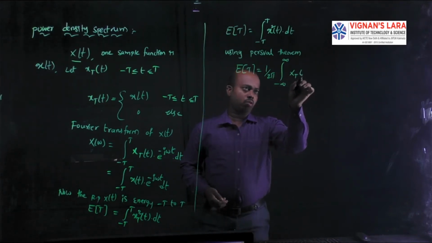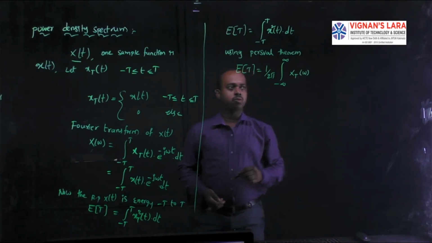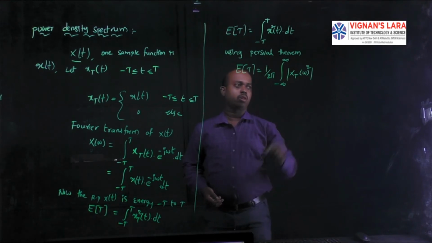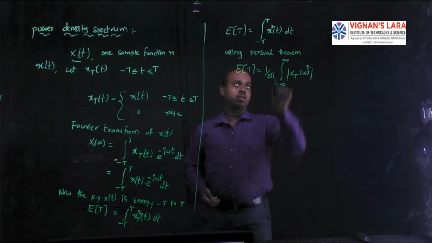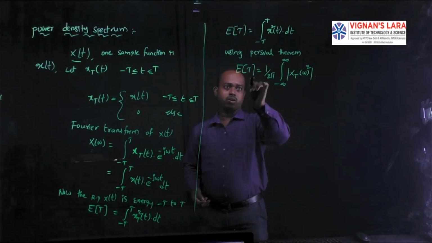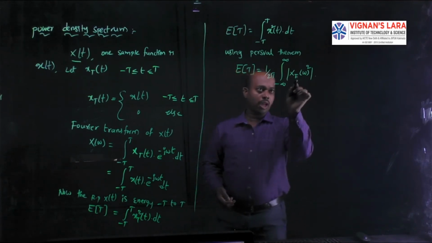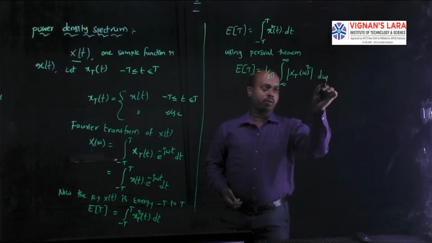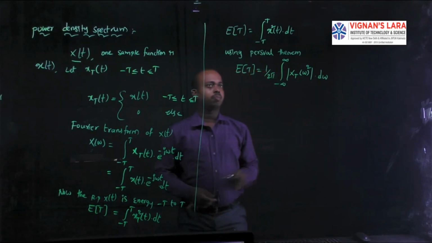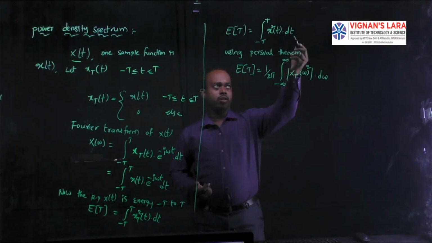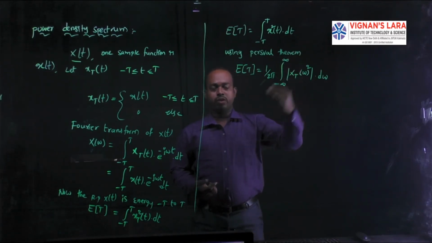|X_T(omega)| whole square d omega. This is the frequency domain representation by using the Parseval theorem, showing how to represent the energy function from the time domain in the frequency domain.